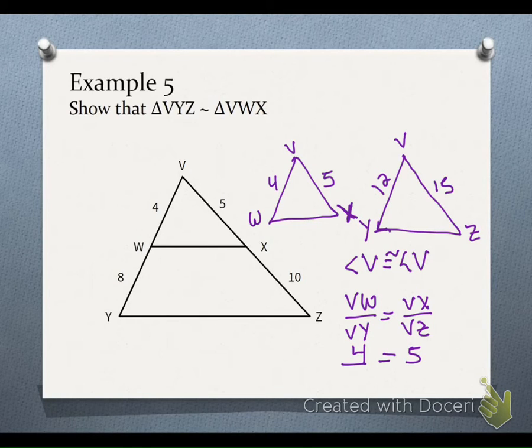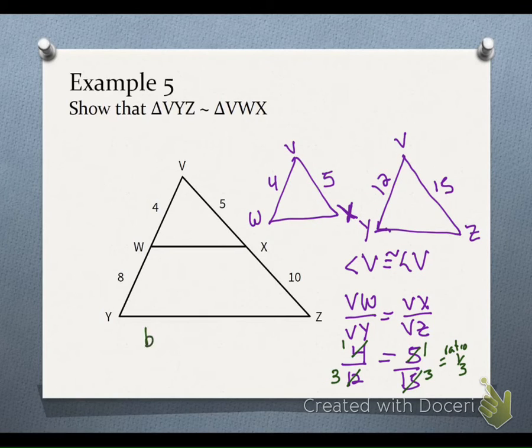So we have 12 over 15. We're going to see if we have a similar ratio or the same ratio. What goes into both 4 and 12? 4 goes into 4 how many times? How many times does it go into 12? 3. What goes into 5 and 15? 5. How many times does it go into 15? 3. So we end up with a ratio of 1/3.